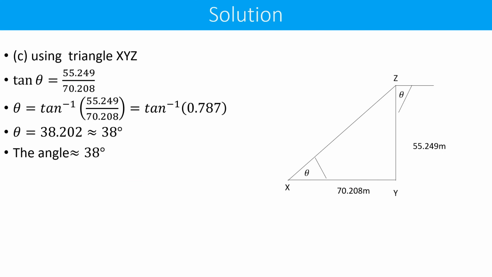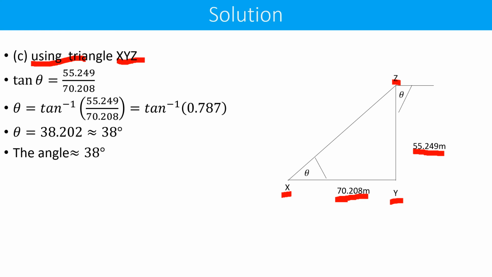We are starting the C. With the C, we have to find the angle of depression. So what we do is that using triangle XYZ, XY is 70.208, then YZ is 55.249 meters.